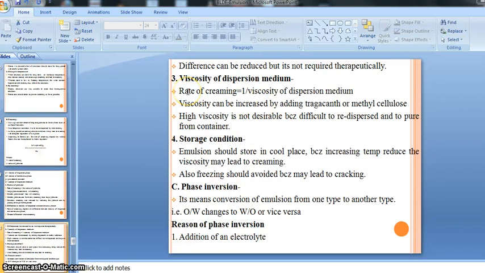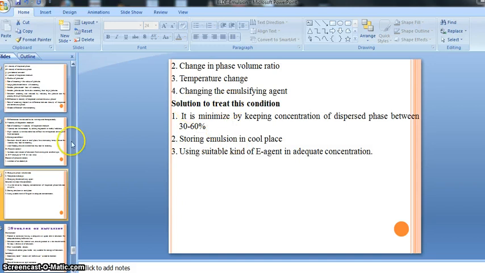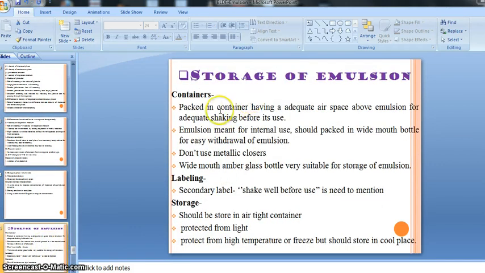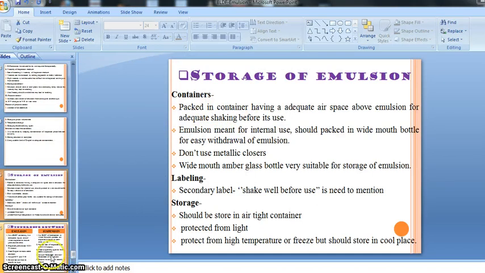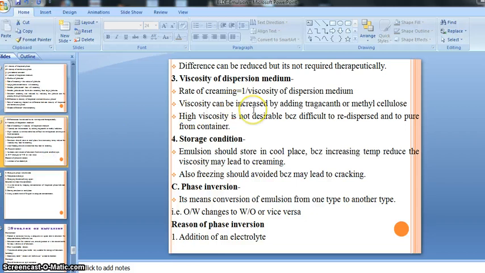So our remaining reasons for creaming we will discuss in our next lecture, right? A small portion is remaining, that is the viscosity of our dispersion media and storage. And our third reason is phase inversion, and a small portion on the storage of our emulsion, right? And one difference between them. These topics we will discuss in our next lecture.